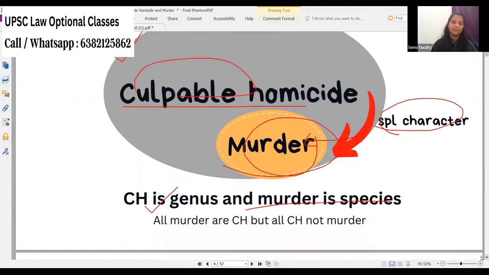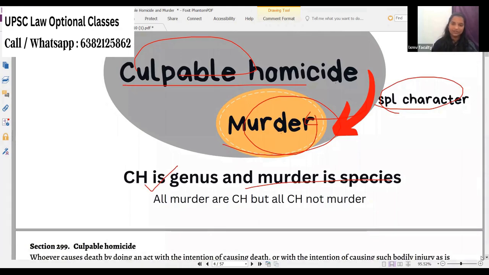Please note down. And you have the second statement, which can be inferred from this: all murders are culpable homicide, but all culpable homicides are not murder. If you see here, all murders come within the area of culpable homicide. But not every culpable homicide is murder, because only when the culpable homicide is coupled with certain special characters will it become murder. Why are these two statements given to you? Because UPSC is going to ask statement-based questions.